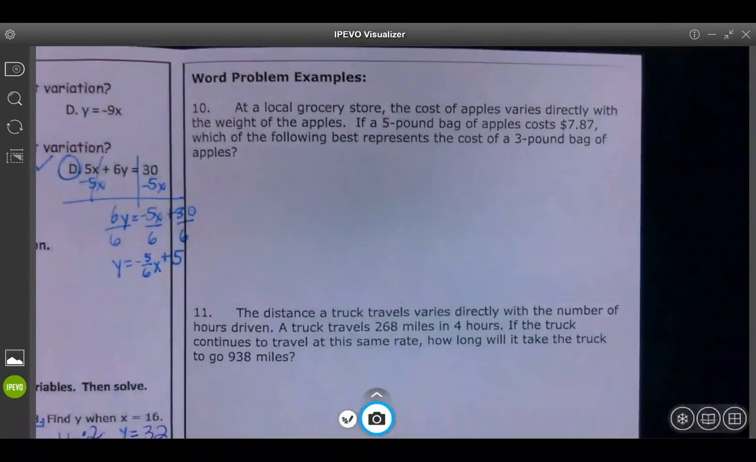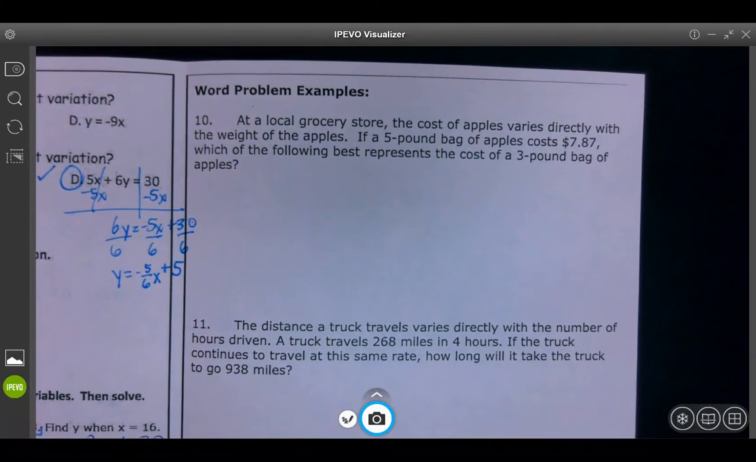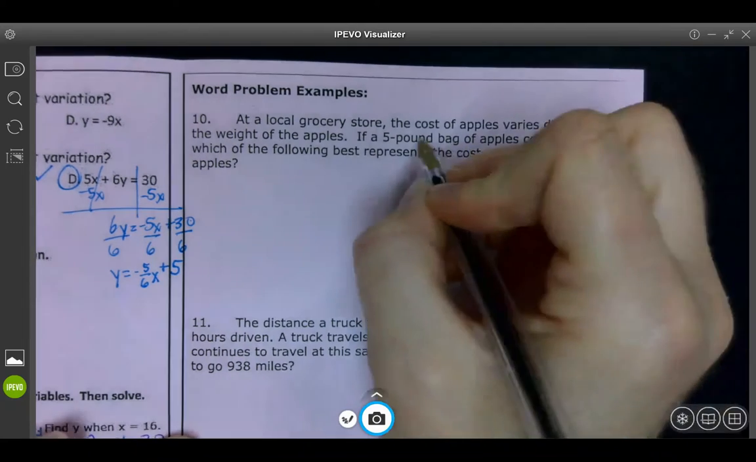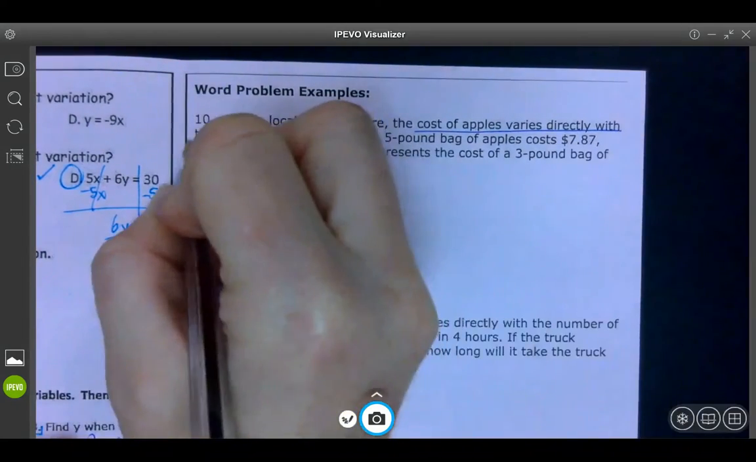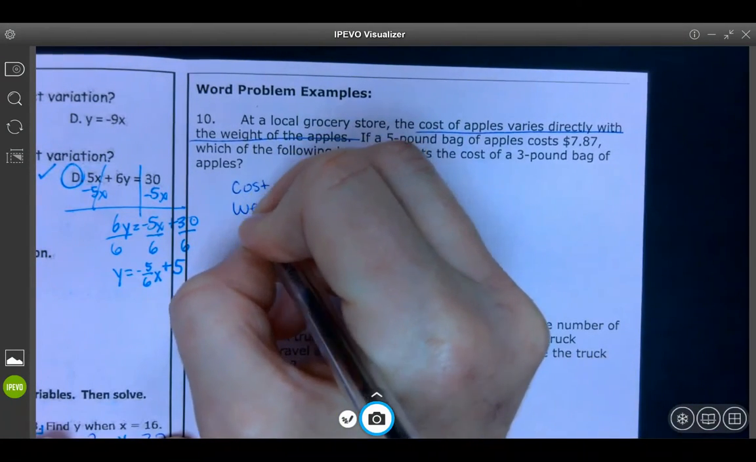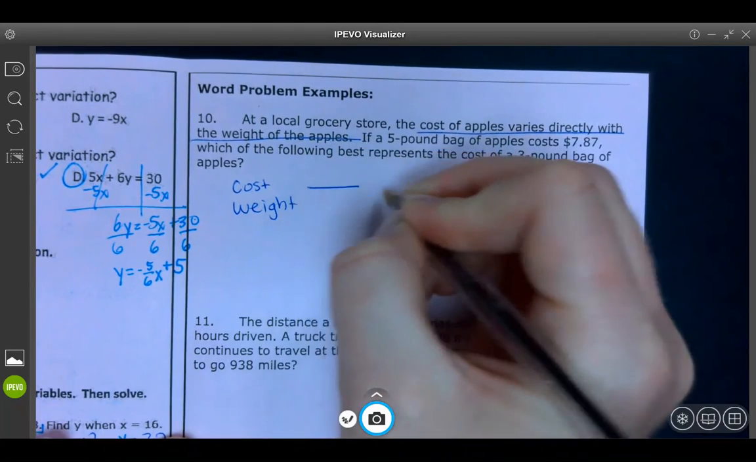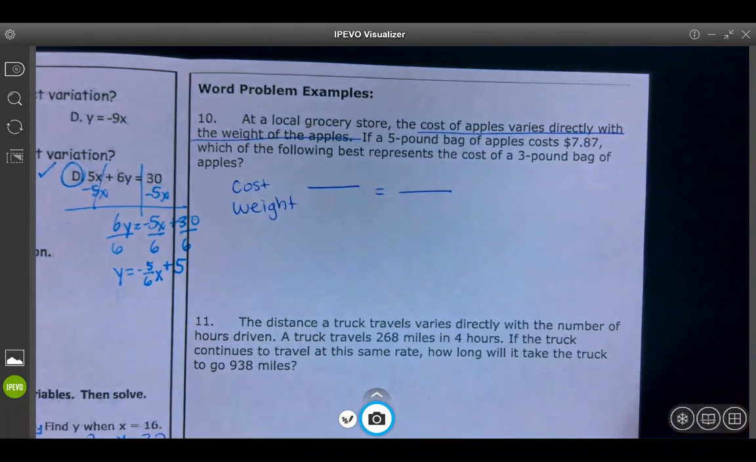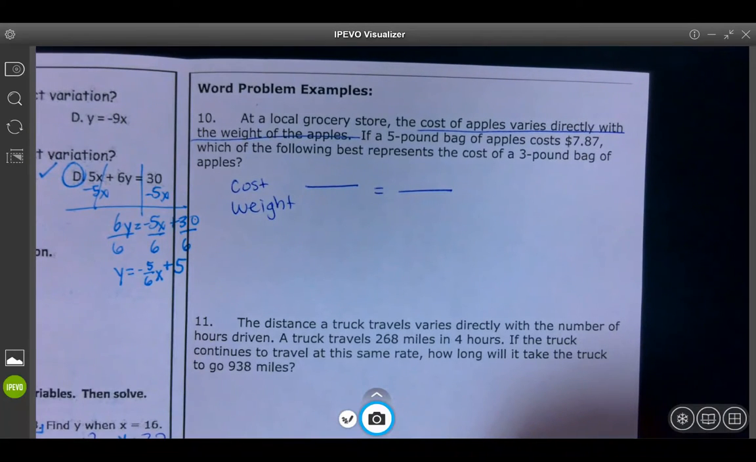All right, let's go to our word problems. At a local grocery store, the cost of apples varies directly with the weight of the apples. If a 5-pound bag costs $7.87, which of the following best represents the cost of a 3-pound bag of apples? It tells us cost varies directly with weight. So I can do cost over weight, and set up a proportion that way. All a proportion is two equal fractions.